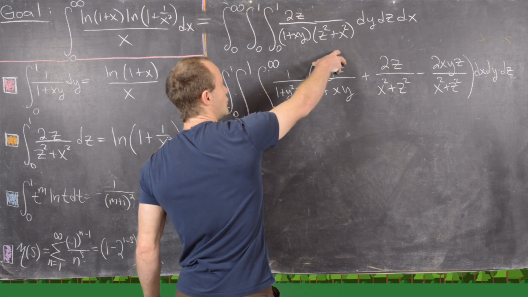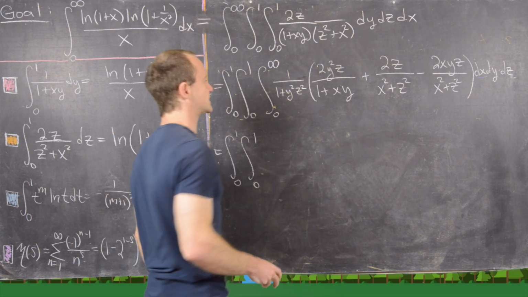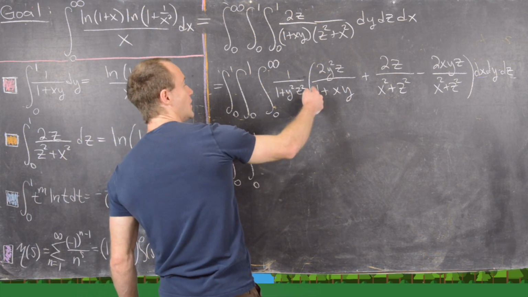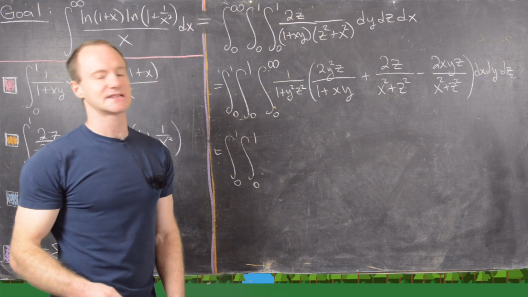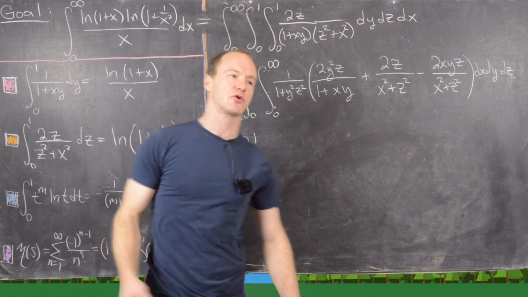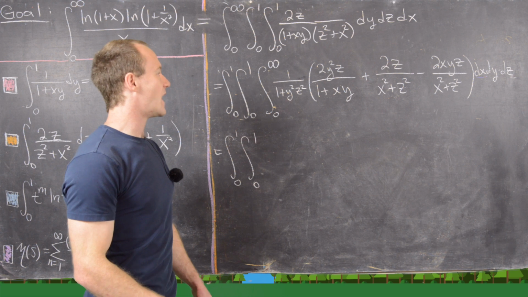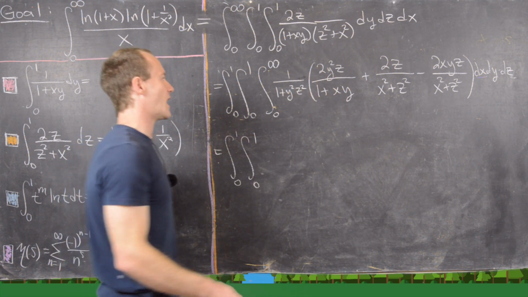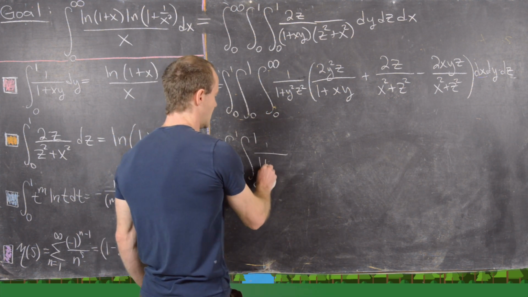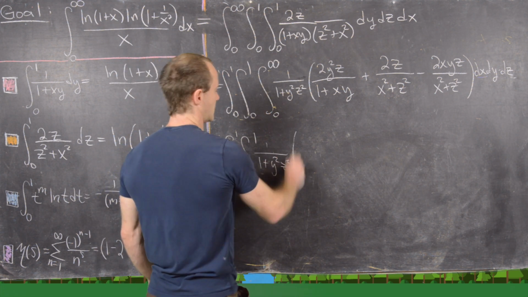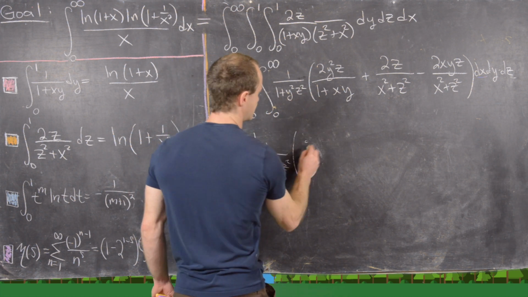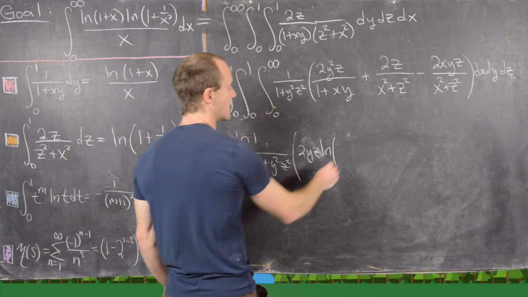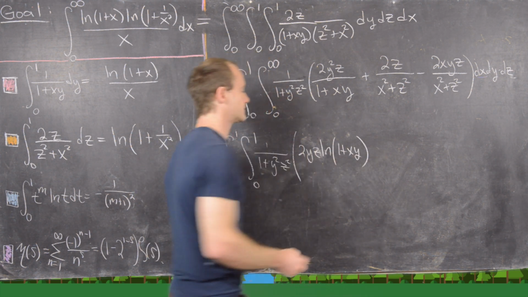So notice 2y squared z is a constant with respect to x, so we only need to integrate 1 over 1 plus x times y, and we actually did that as we were proving this bullet point, so I won't bother with it. But what we'll end up getting is a new y in the denominator, which will cancel that y out, and that will give us 2yz times the natural log of 1 plus x times y.